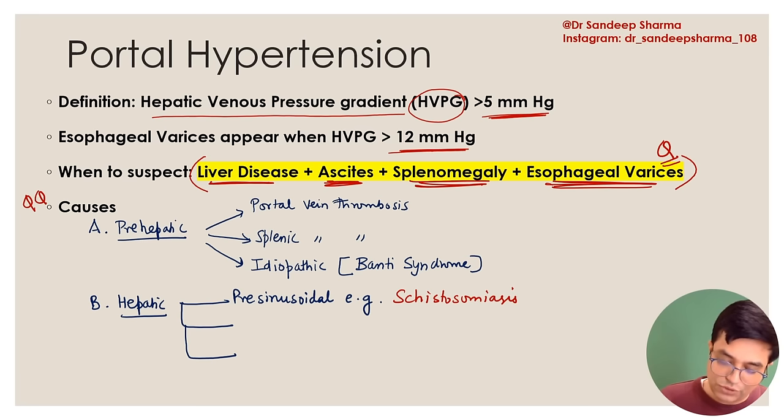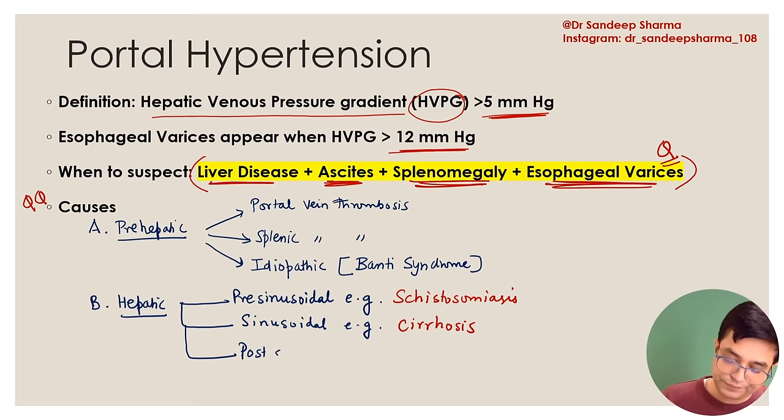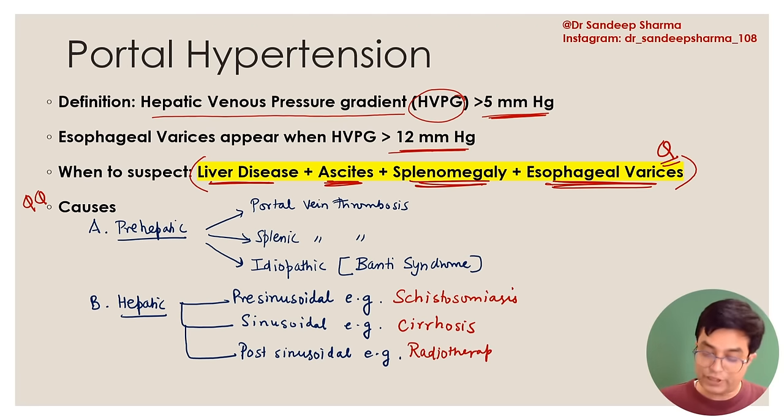Then we have a sinusoidal cause. It is one of the most common causes of portal hypertension overall, that is cirrhosis. And then we have the post-sinusoidal causes. Beyond the level of liver sinusoids, this includes multiple conditions. It includes radiotherapy. So radiotherapy can cause post-sinusoidal hepatic type of portal hypertension. It can also occur due to endemic ascites. And certain liver toxins can also produce post-sinusoidal portal hypertension.